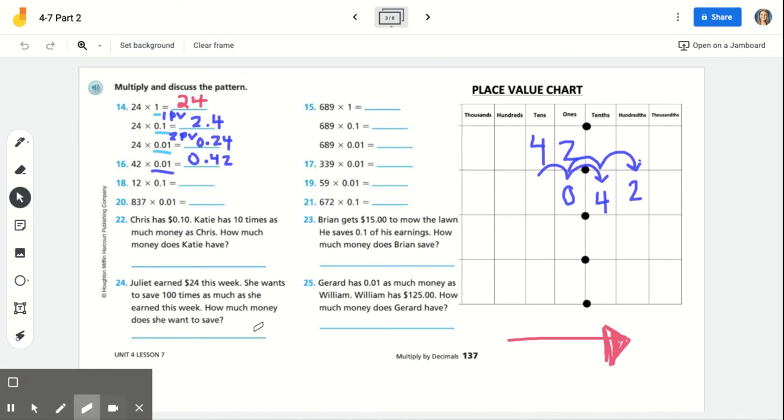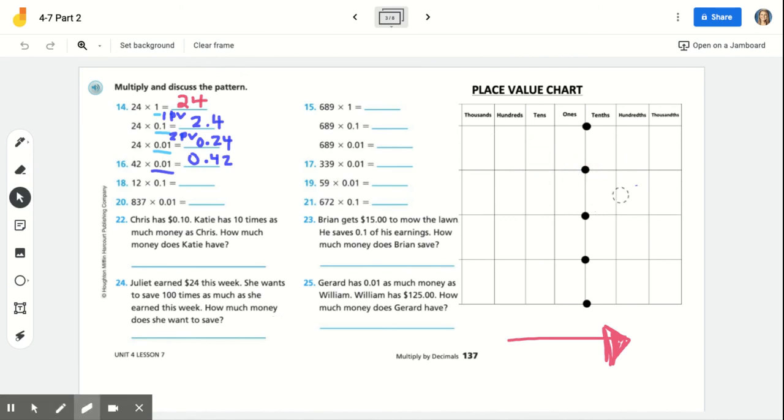Last one that we'll do together, go ahead and erase. Let's do number 18. 12 times 1/10. First step, write 12 in your first row. That's the factor. Multiplying by 1/10. We know for 1/10, we're going to be moving how many place values? 1, and it's to the right.